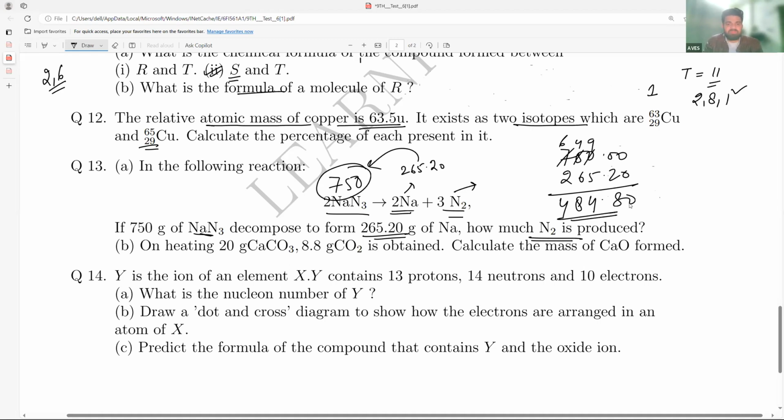So this is very simple. When you decompose this sodium nitrite, and if you are getting this much amount of sodium, then the amount of nitrogen that you will receive, subtract it, you will get the answer.